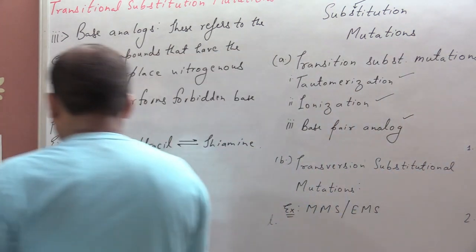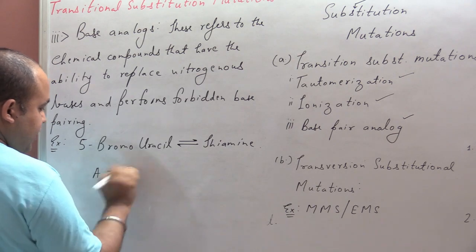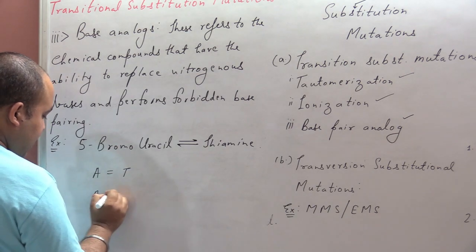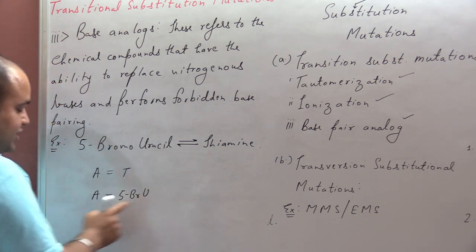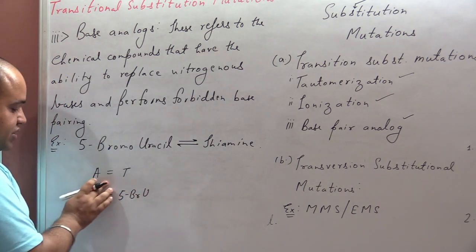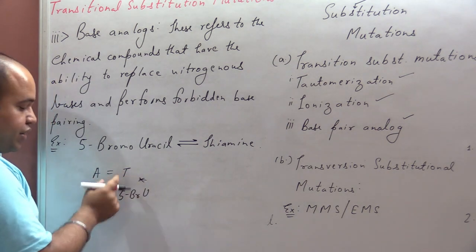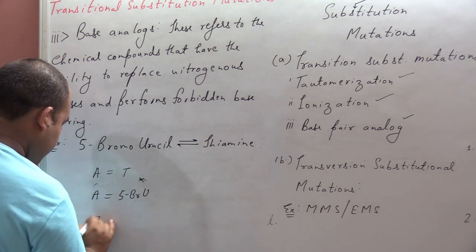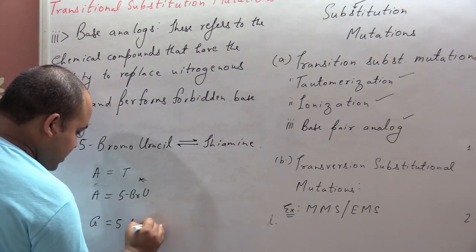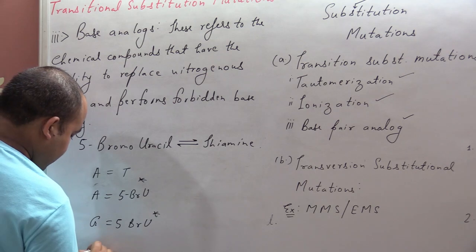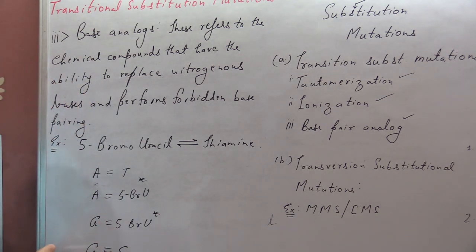For example, if there is a thymine, there is an adenine binding with thymine, then at its place in another cycle, 5-bromouracil will arise and will replace this adenine. A to T to C to G. Here would be guanine, which will bind with 5-bromouracil, and G will be bonded with C.